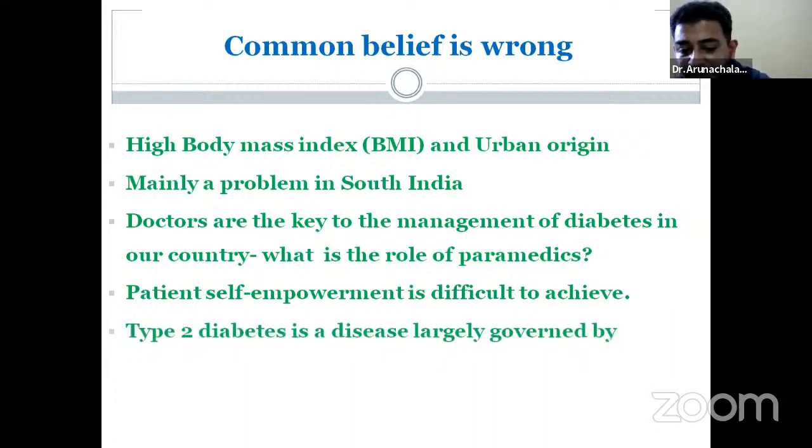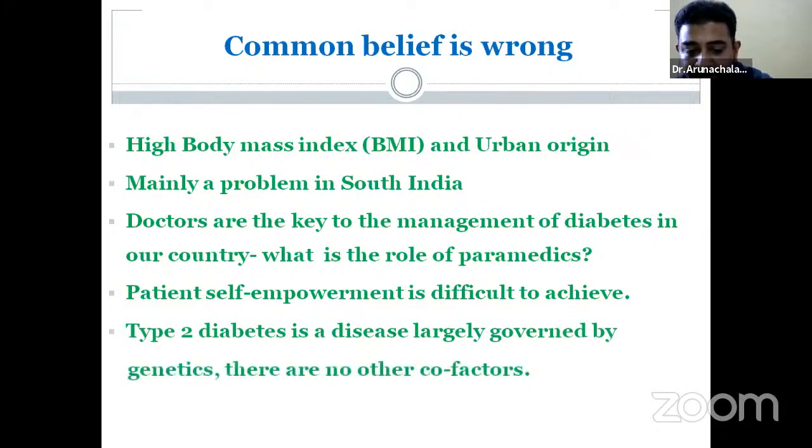Type 2 diabetes is a disease largely governed by genetics. There are no other cofactors. If you think like this, then that is absolutely wrong. You have environmental factors, you have birth weight as a factor. You have your food habits as a factor, your lifestyle as a factor, stress as a factor, and a lot of hormonal imbalance as a factor, activity as a major factor. So you can't say that I got diabetes because my father and mother got diabetes. Yes, you are susceptible to diabetes if your parents are diabetic, but it is not that you will definitely inherit diabetes from your parents. If you think so, then that is wrong.